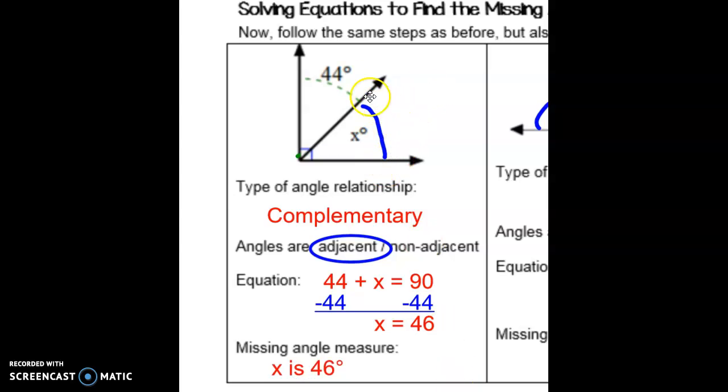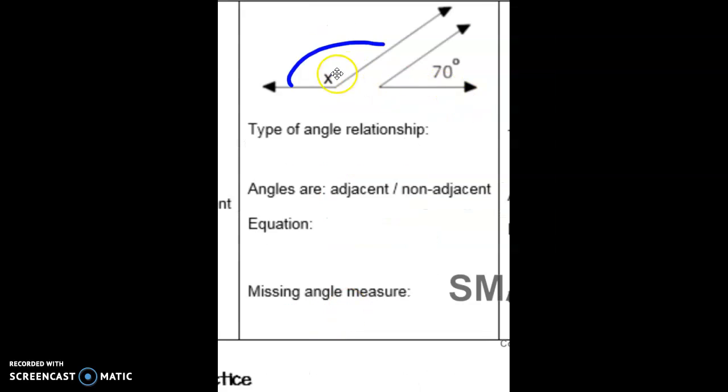And we could check our work. 44 and 46 give us a total of 90 degrees, or a right angle. Remember, complementary corner. In our next example, we have two angles that if we were to put them together would make a straight line. This is an example of supplementary angles, supplementary straight.